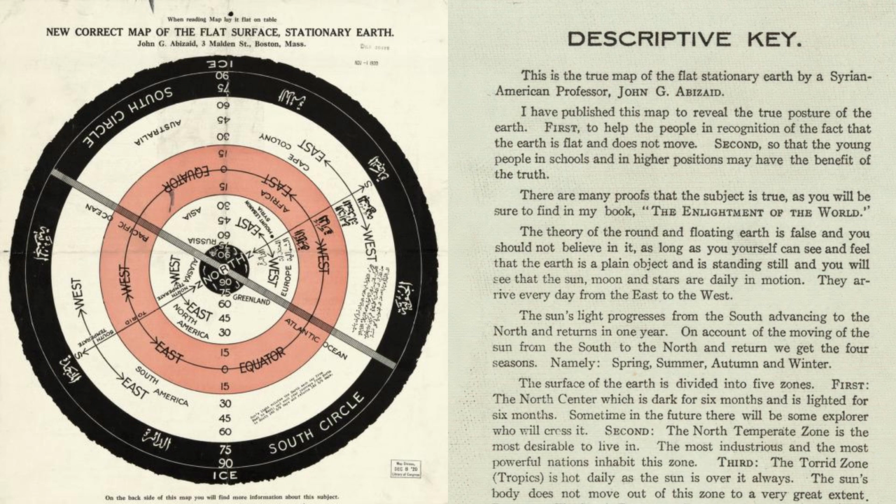as long as you yourself can see and feel that the Earth is a plane object and is standing still, and you will see that the sun, moon and stars are daily in motion. They arrive every day, from the east to the west. The sun's light progresses from the south advancing to the north and returns in 1 year. On account of the moving of the sun from the south to the north and return, we get the 4 seasons. Namely, spring, summer, autumn and winter.